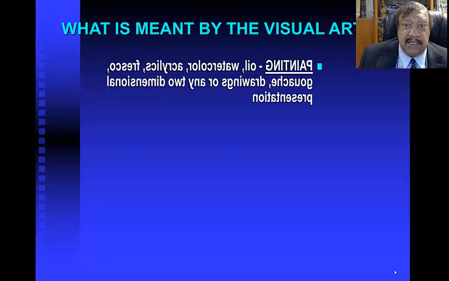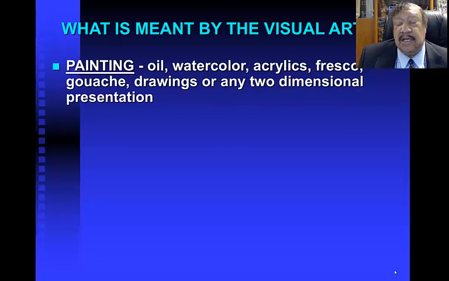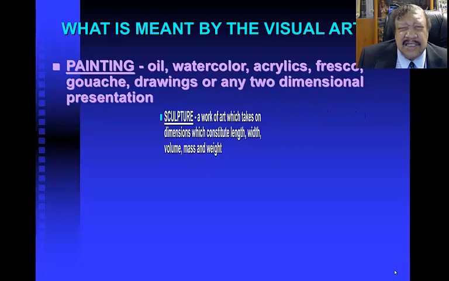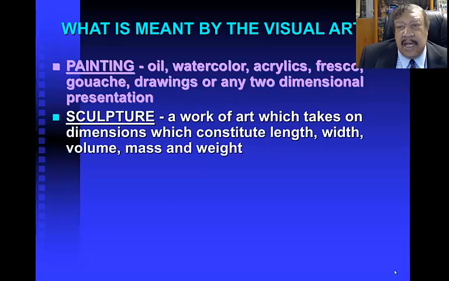First, we have painting, and you all remember painting includes oil, watercolor, acrylics, and fresco, and it's usually put on a two-dimensional presentation. Two-dimensional meaning a painting has length and width. But then we have sculpture, and sculpture is different in that it not only constitutes length and width, but also volume, mass, and weight if it's a three-dimensional piece of sculpture.